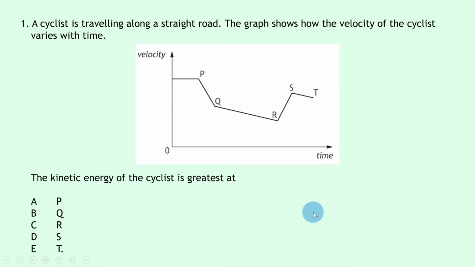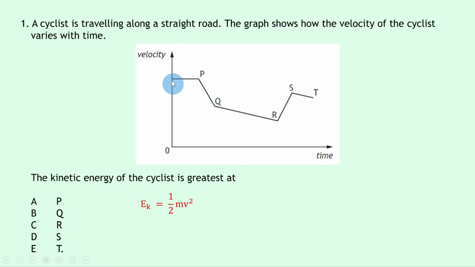Well, to answer this question, it's probably best to look at the equation for kinetic energy. So remember E_k equals a half times m v squared. So we can see in this equation that if we ignore the half and the m, the kinetic energy is proportional to the speed squared. So the bigger the speed or velocity, the bigger the kinetic energy. So if we look for the point on the graph which has the biggest velocity, then that's going to tell us where the biggest kinetic energy is.